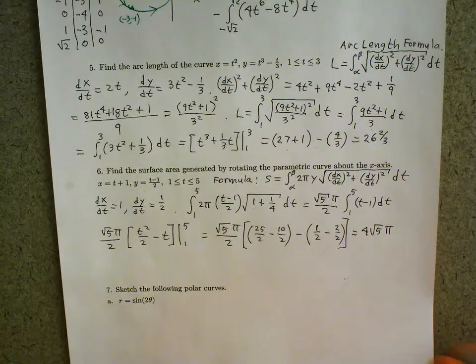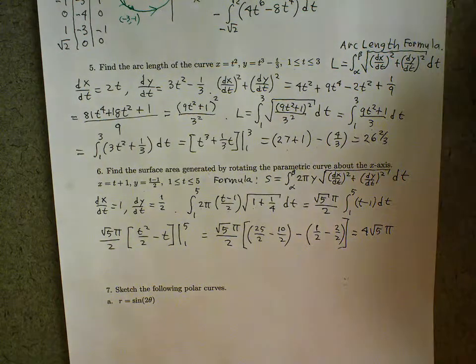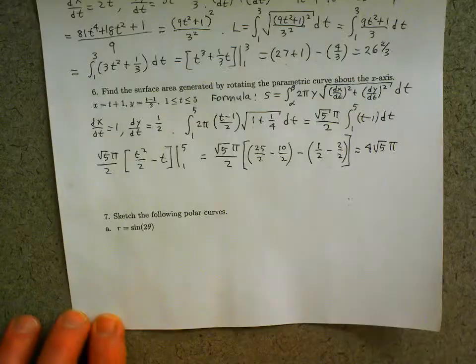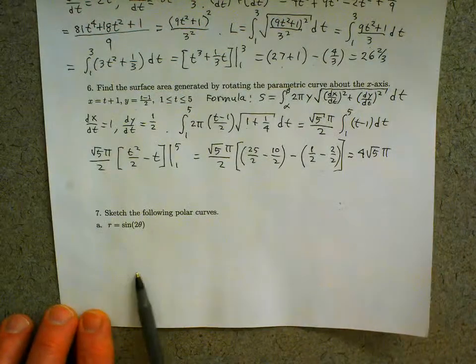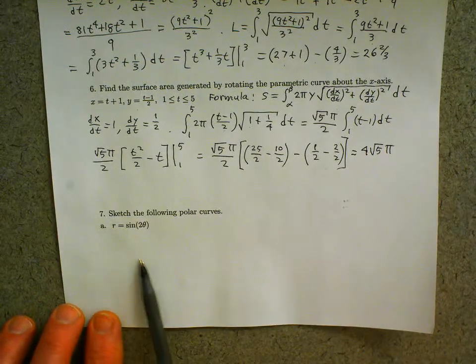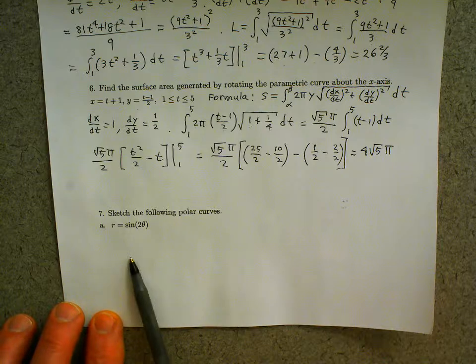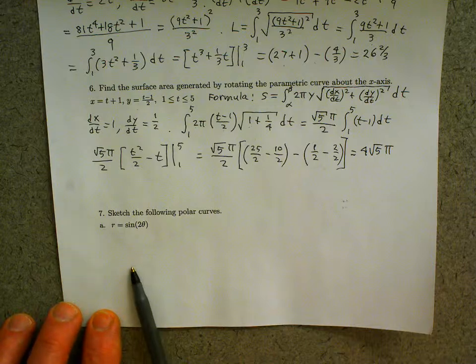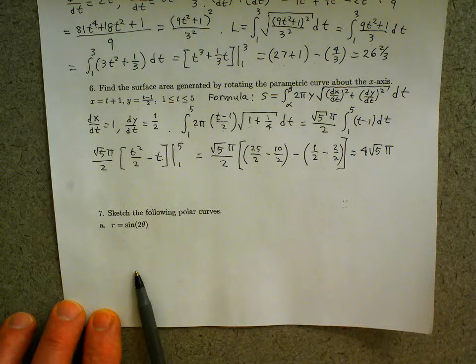Okay, let's sketch the polar curve r equals sine of 2 theta. So before sketching this, or maybe you already did sketch it, what can you say about the polar curve after it's sketched? What's it going to look like? It's going to have 4 loops.